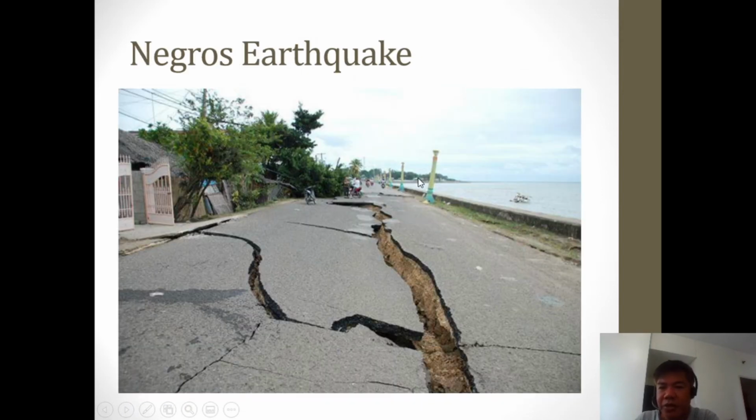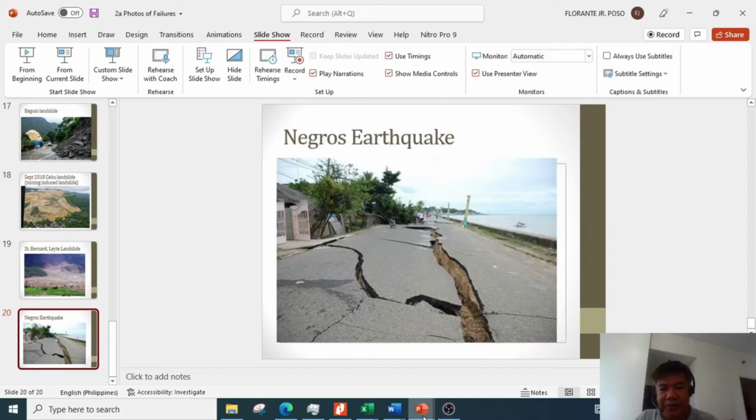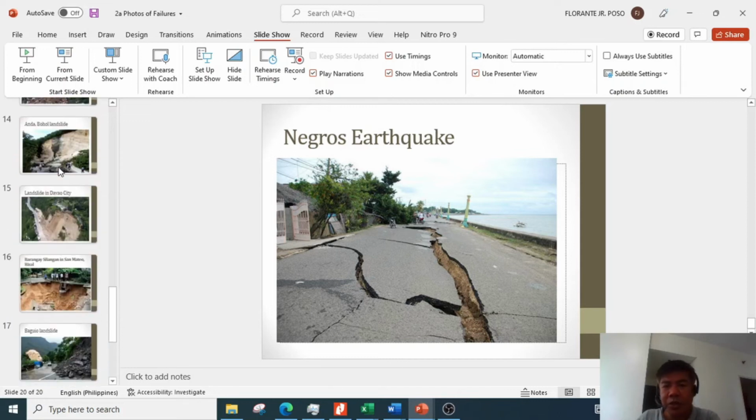So this is the Negros earthquake, which is also similar to the events in the Dagupan area. Sometimes in those areas there is a lot of liquefaction when there are events like the earthquake. Because of the shaking, the pressure of the water below will tend to rise. So those are some of the pictures that I had collected.